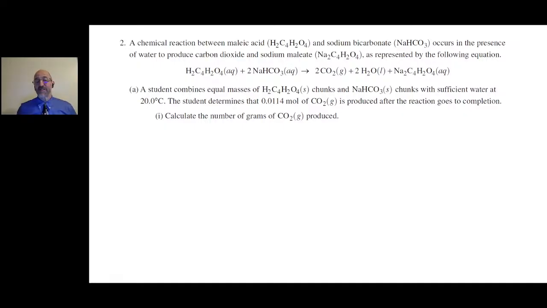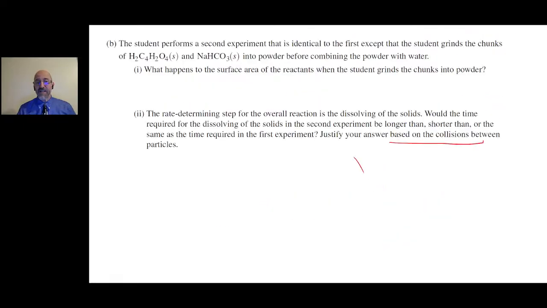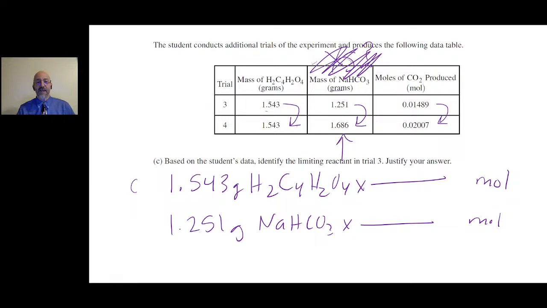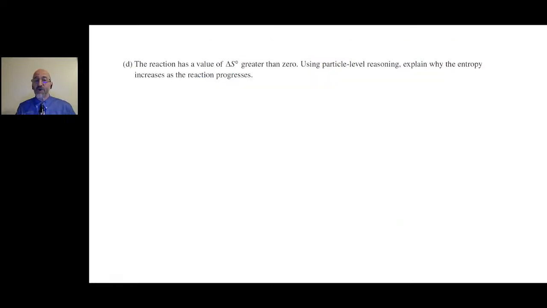But if all you do is you say that there's gas on the right, not on the left, you never talked about the particle level reasoning. So it's got to be something specific about the CO2 gas molecules have a greater number of possible arrangements or a greater number of microstates, but not just mentioning the phase, but talking about the particle. So again, justify your answer based on collisions. Here it says using particle level reasoning. They're giving you a clue. That's what they want.